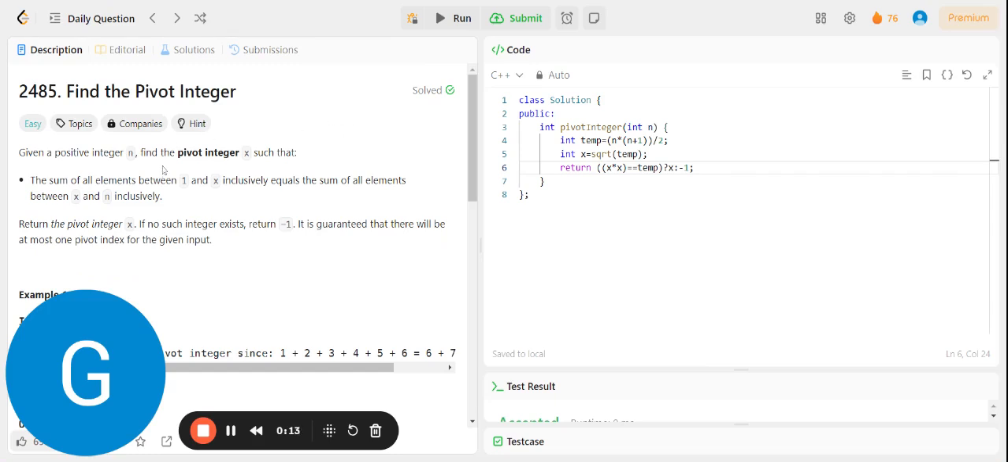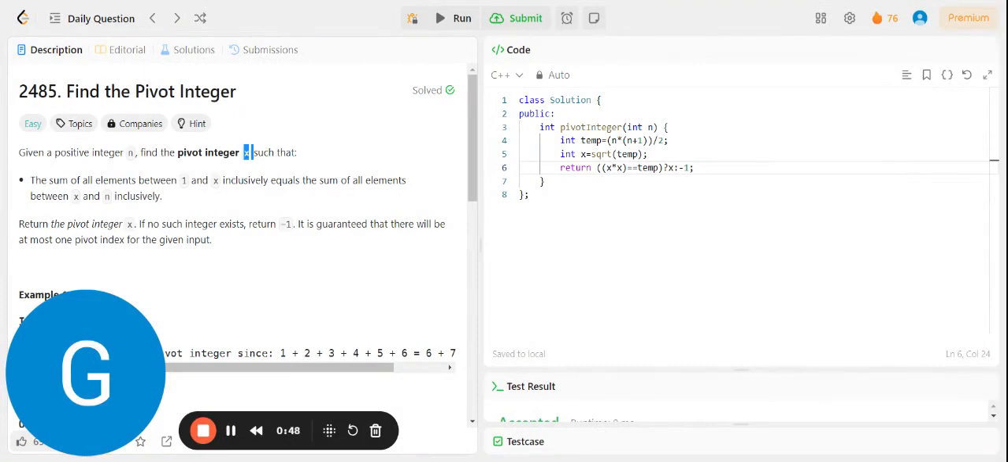Given a positive integer n, find the pivot integer x such that the sum of all elements between 1 to n inclusively equals the sum of all elements between x and n inclusively. It is saying that it will give you an integer n. We have to find an integer x such that the sum of elements from 1 to x is equal to the sum of elements from x to n. That means 1 plus 2 plus so on up to x must be equal to x plus 1 plus so on up to n. And we have to return such an integer.